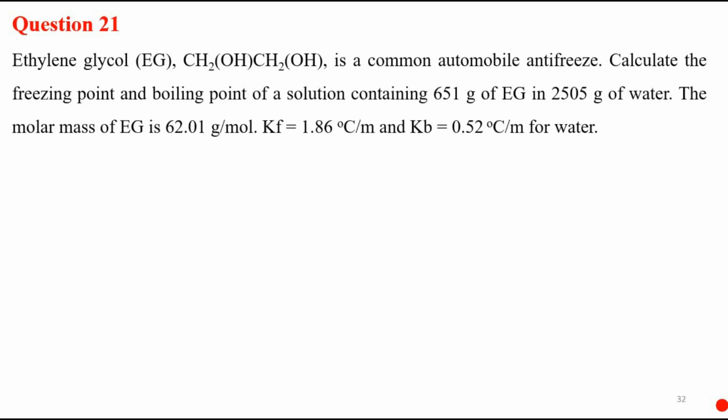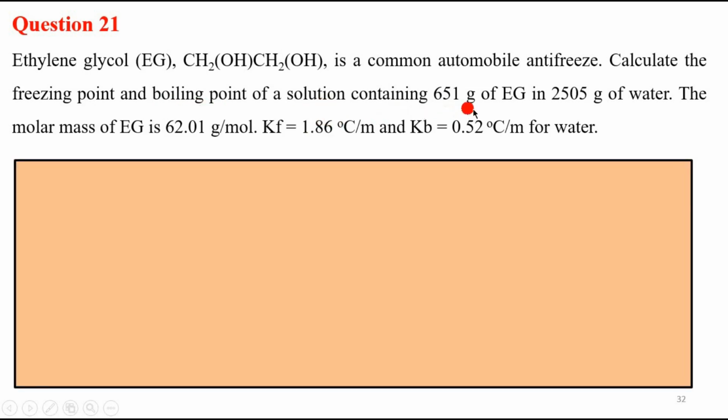Welcome to this presentation. Today we are starting on question 21. Question 21 is saying ethylene glycol, which has this formula, is a common automobile antifreeze. It is used as an anti-freezing agent. They are asking to calculate the freezing point and the boiling point of a solution containing this mass, 651 gram, of ethylene glycol and this mass of water.